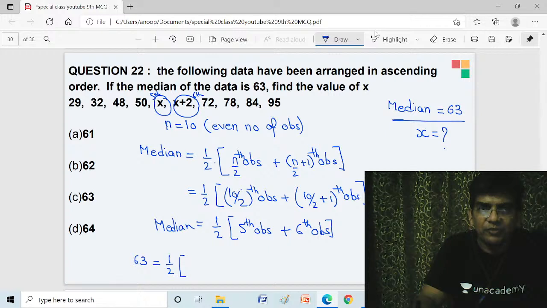Now from here I will do the cross multiplication. 63 into 2 will give you 126. And on the right side within the bracket, x plus x will give me 2x plus 2. Now if you subtract 2 this side, 126 minus 2 is equal to 2x, so 124 is equal to 2x. So I am getting x is equal to 62. This will be the value for x. The question says find the value for x, so this is the value for x, 62.